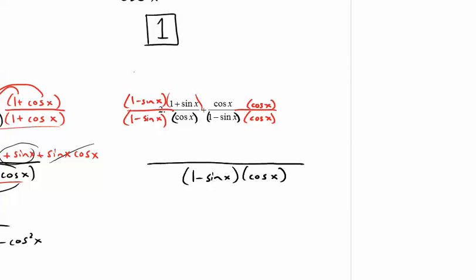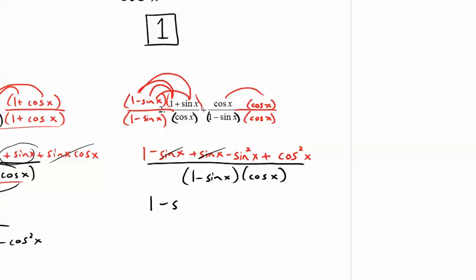So now we'll FOIL out the numerator. 1 times 1 is 1. 1 times negative sine. Sine times 1. And sine times sine, negative sine squared x. This one's easier. Cos times cos is cosine squared x. So I have a minus sign and a plus sign. Those two will cancel. And I'm left with 1 minus sine squared x plus cos squared x over 1 minus sine times cosine.